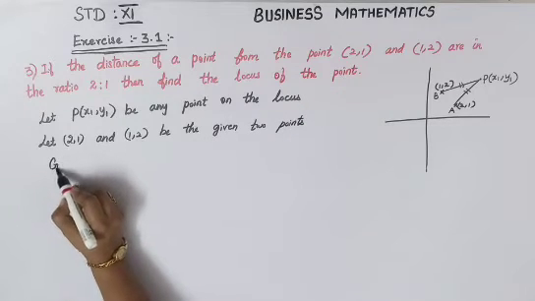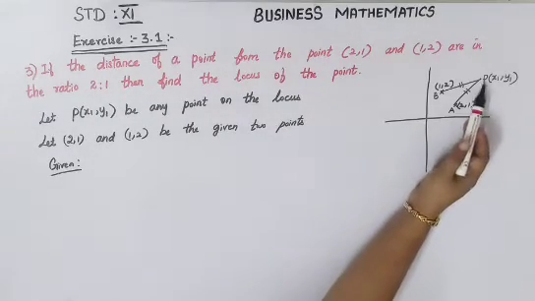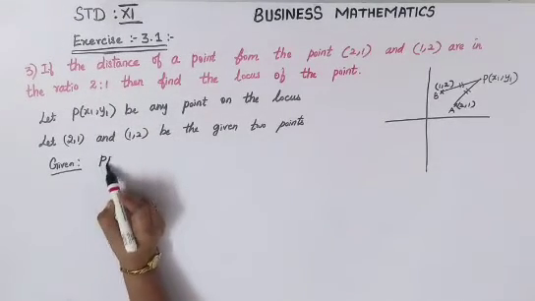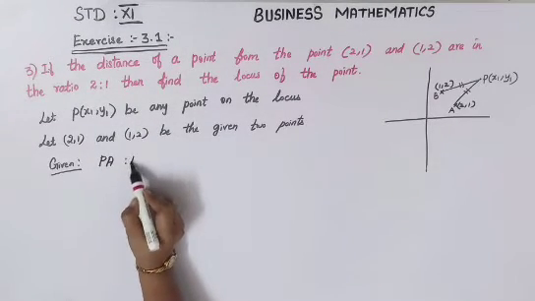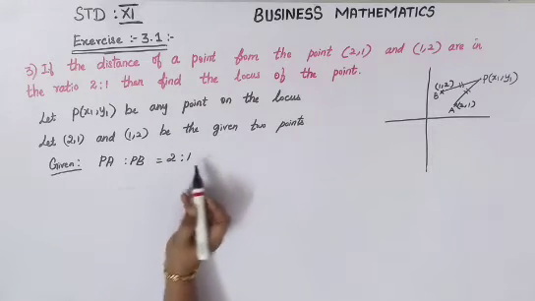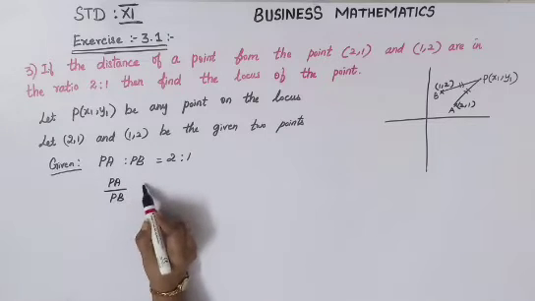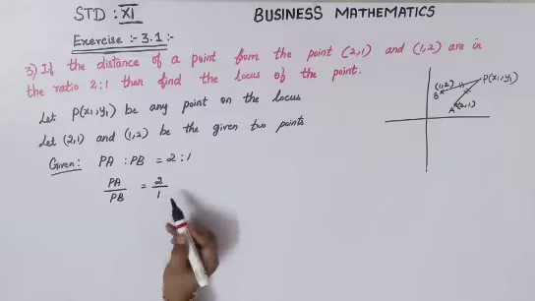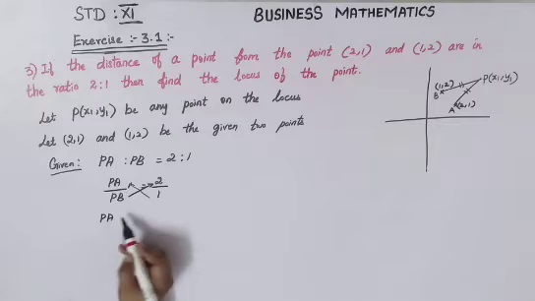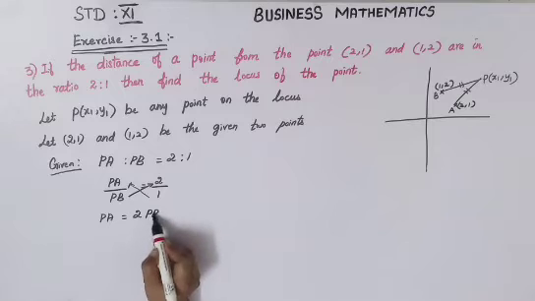And now your given condition is that the distances PA and PB are given in the ratio 2:1. Okay, so we can write it as PA is to PB equal to 2:1. This you can write as PA divided by PB is equal to 2/1. Now cross multiplying, I'll just write it as PA is equal to 2 into PB.